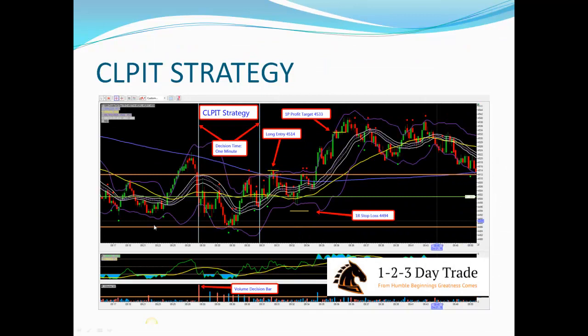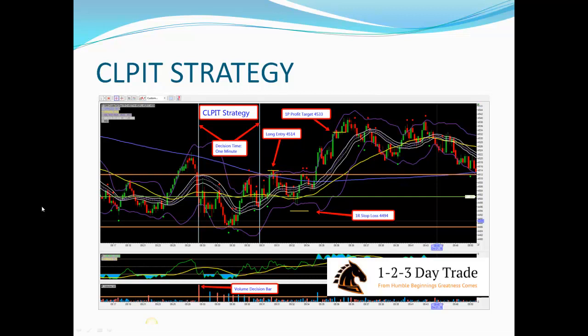So here is a trading example taken from a different day. You'll notice that the crude oil market has been roughly in this 47 to 45 range for a while. The long entry here was 45.14. And you notice that the 1R stop loss of 44.94 was not run. Now that's 20 ticks from entry.